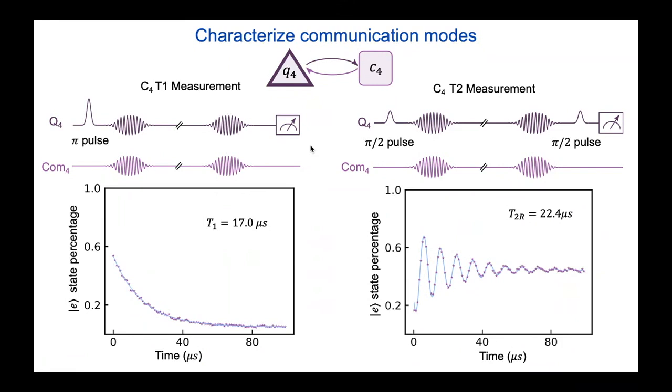And with a similar idea, if we prepare the qubit into the G plus E state, swap to the cavity, wait a while, swap back, apply another pi/2 pulse, and measure in the end, that will be the T2 Ramsey experiment of the cavity. As you can see, specifically for communication cavity 4, we have T1 around 17 microseconds, and T2 Ramsey around 22.4 microseconds. So not bad, but also not good. That's why it gives us around 94% fidelity for this swap.